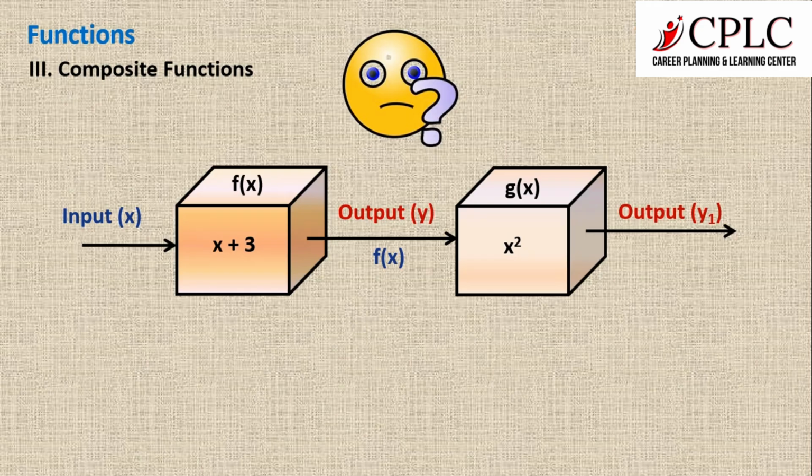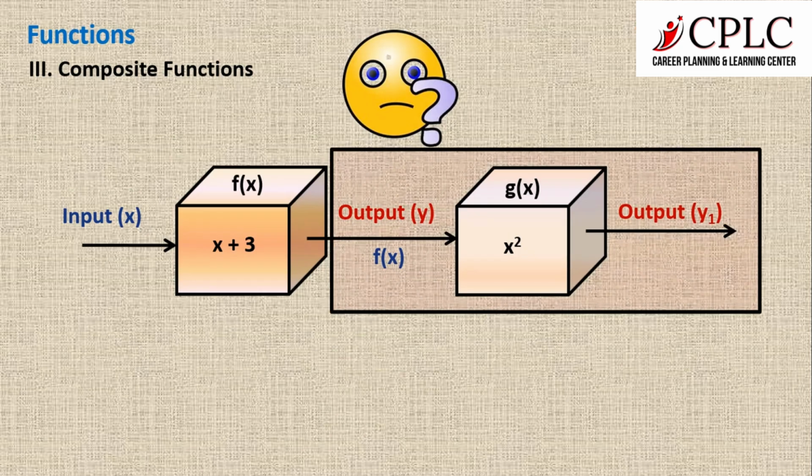Now how do we write this down? First of all, what exactly we are doing is, if you observe, we are replacing g of x's input x by f of x. So the input is not x anymore for g of x, but it is f of x, which is the output of the first function. So we will write it down as g of f of x.